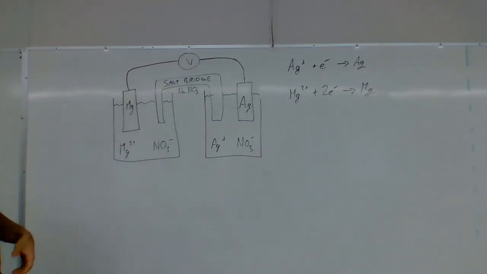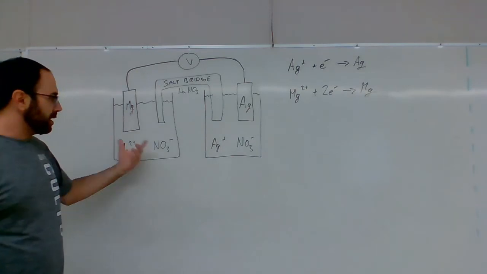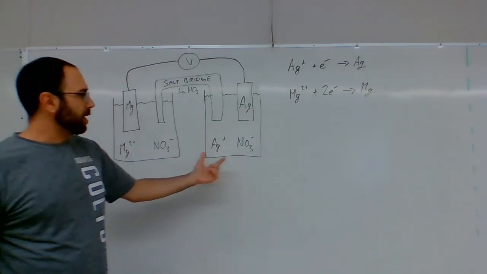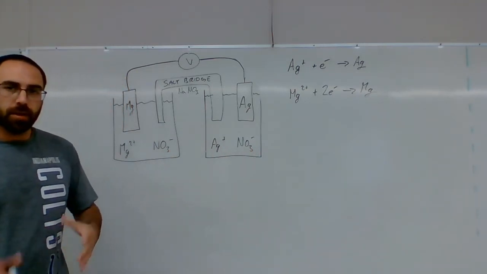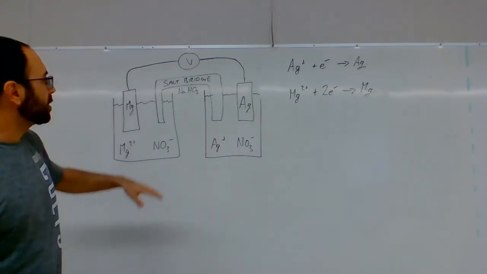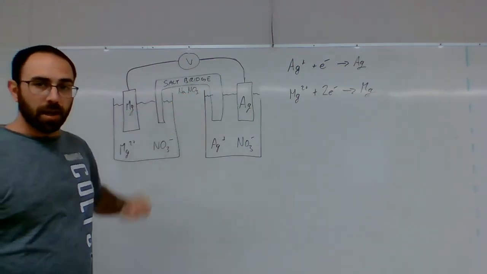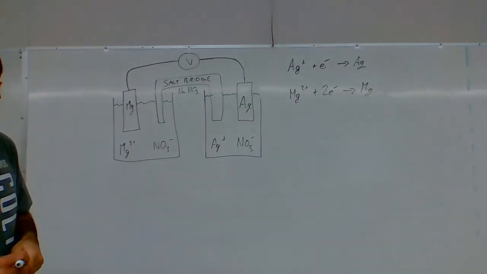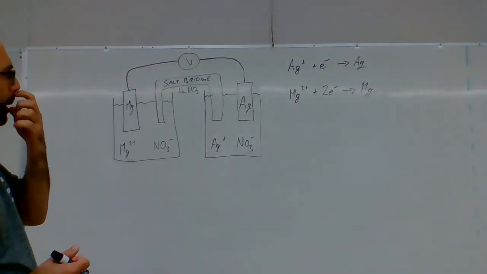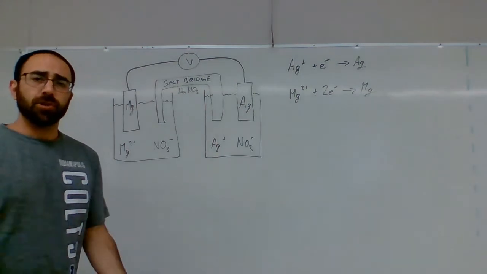Now this time I have a slightly different solution. I'm using magnesium nitrate and silver nitrate, both fully soluble. And so I'm also using a sodium nitrate salt bridge to help balance out the flow of electrons. Okay. Once again, we want to figure out what direction these electrons are going to flow.